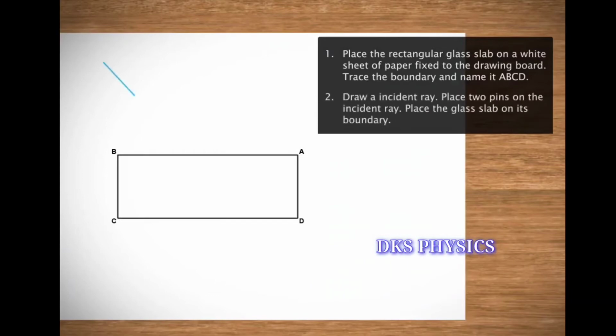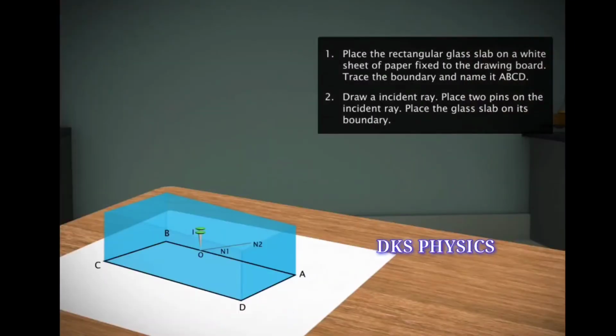Draw an incident ray IO. Fix 2 pins on the incident ray IO. Draw a normal N1, N2 at the point of incidence O. Place the glass slab exactly on its boundary ABCD. Look from the other side of the glass slab. The 2 pins are clearly visible.